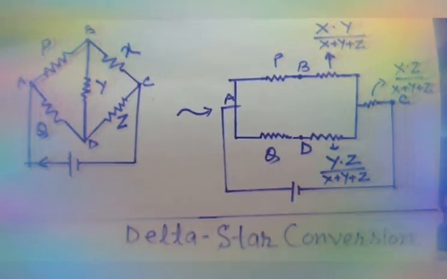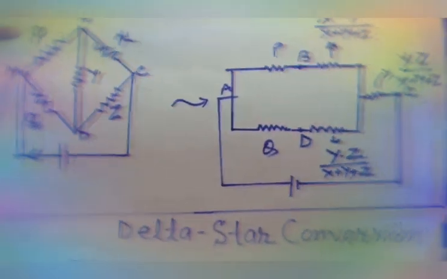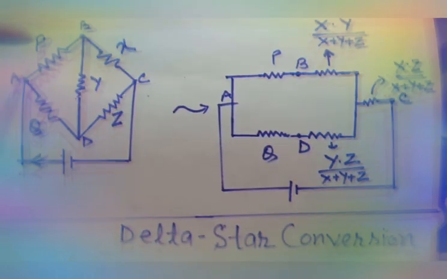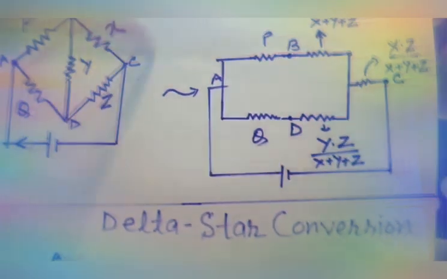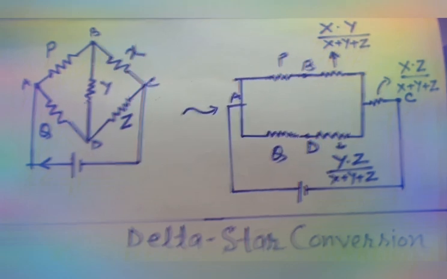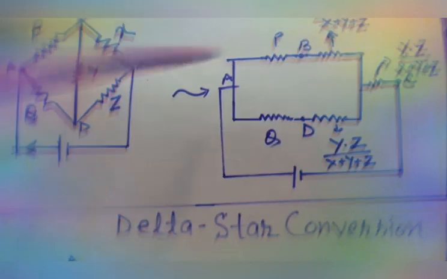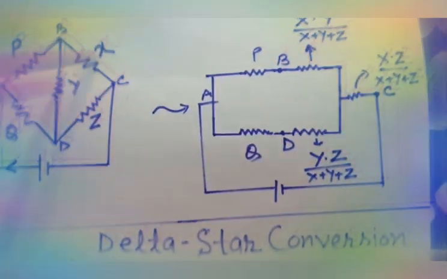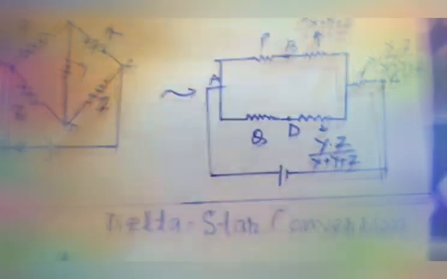Generally, the delta star conversion technique is used in an unbalanced Wheatstone bridge. Here you can see that this is a Wheatstone bridge in which four resistances are there and one resistance is in the common arm. So this portion BCD can be treated as delta and we will convert it into star. For this we have to add these three resistances X, Y, Z. Now in these two branches there will be X into Y divided by X plus Y plus Z. So this is the resistance connected with B.